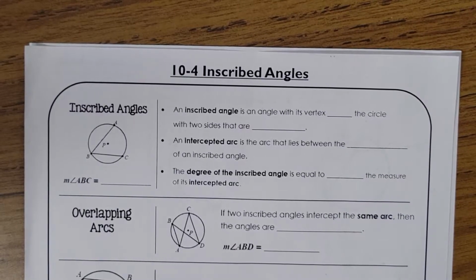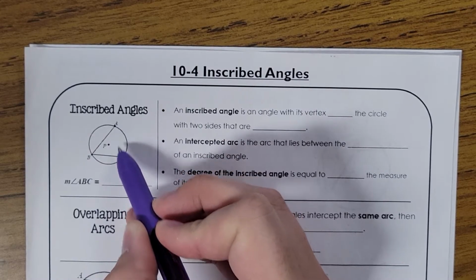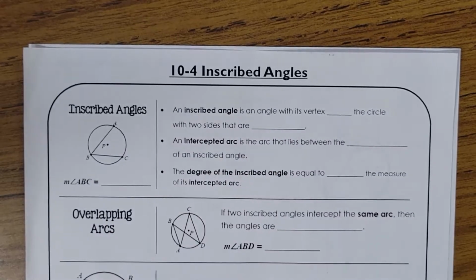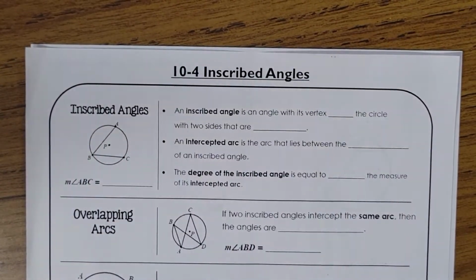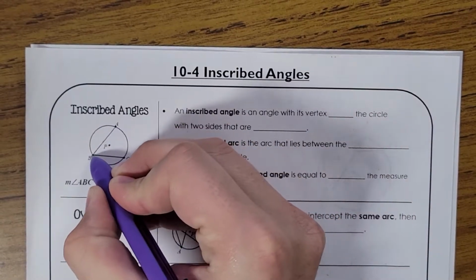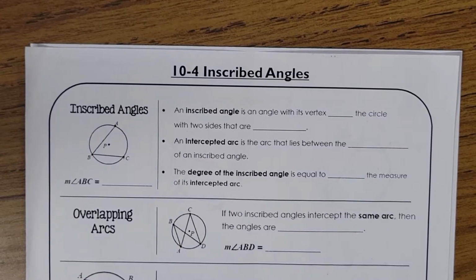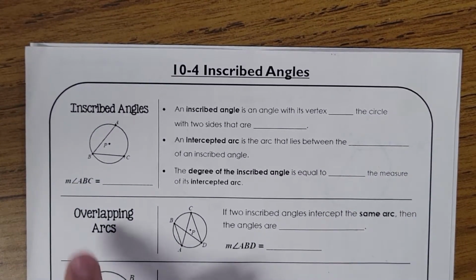So an inscribed angle is any angle where the two points of the angle are parts of the circle, and the vertex is also part of the circle. What I mean by parts of the circle is they are directly on the circle. So A, B, and C of the angle are always going to be on the circle. A little bit different than the central angle we talked about before.